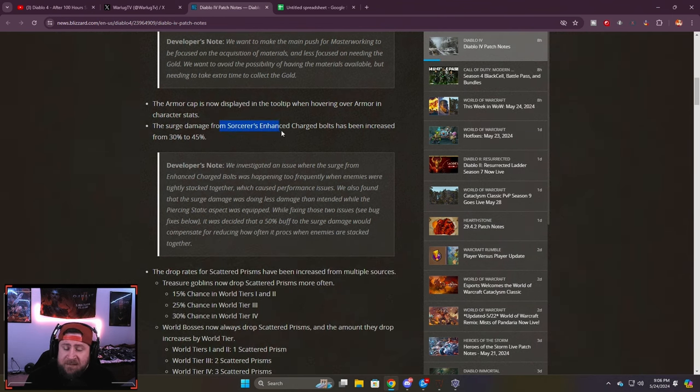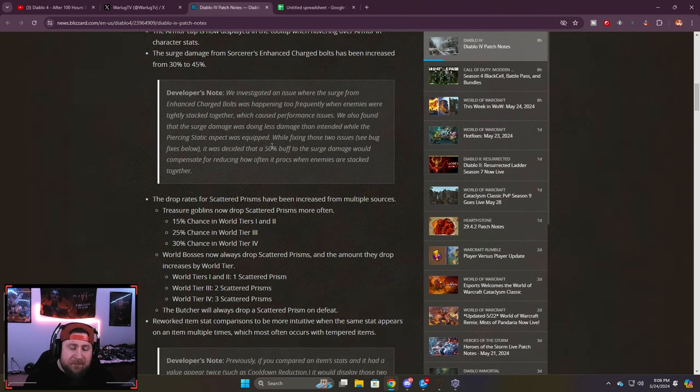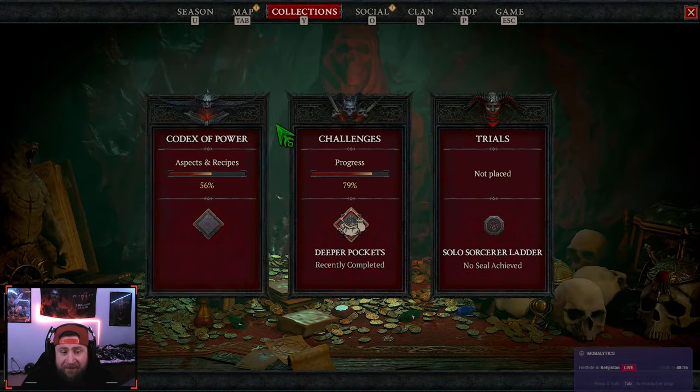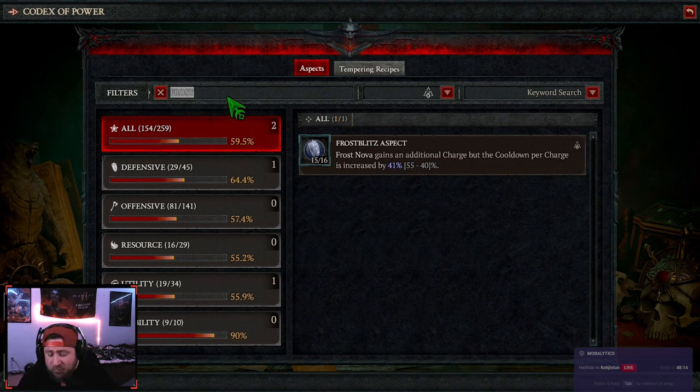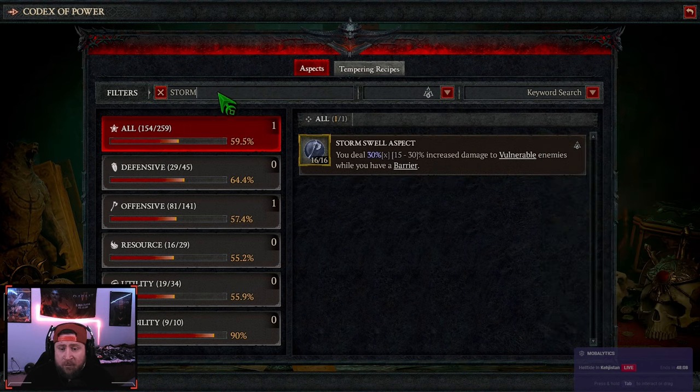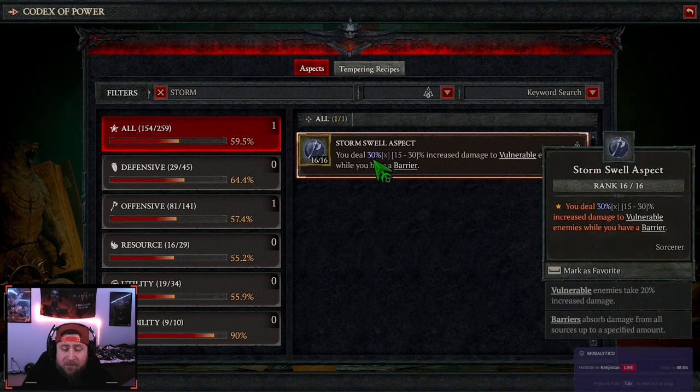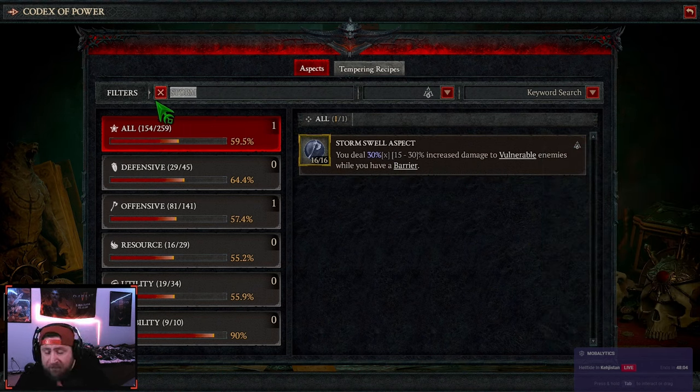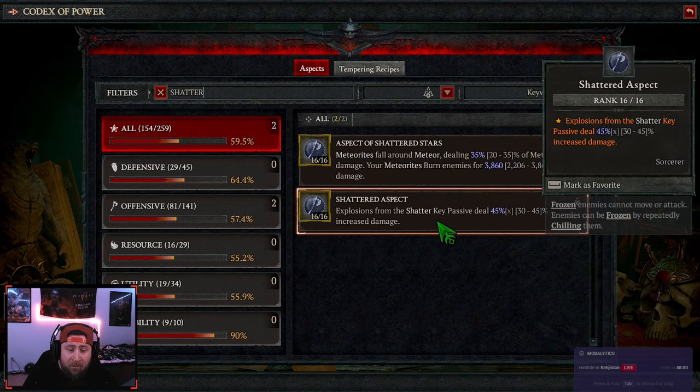Some other stuff. This is the only change for Sork: the surge damage from Sork's enhanced charge bolts was changed, but nothing was mentioned about the vulnerability issues that I talked about before. For those who do not know the vulnerability issues, it is Storm Swell. The Storm Swell power is bugged. This isn't working correctly. I think we're getting maybe 15% of this, or 10. And then of course, Shattered Blades. Shattered Blades is not working at all.